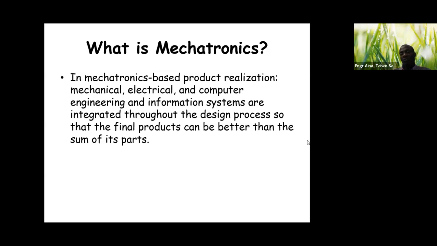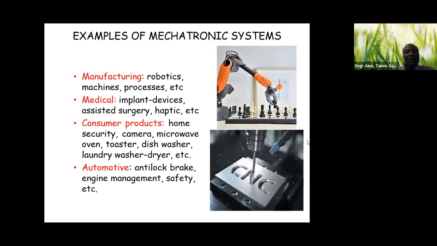result. So in mechatronics based product realization, we have mechanical, electrical, and computer engineering and information systems, and each of these systems are integrated throughout the design process so that the final product can be better than the sum of its parts. Now, in any mechatronic system, there are different components that make a mechatronic system. But before we look at those components, let's take a look at some of the examples of mechatronic systems that we have in the market today.